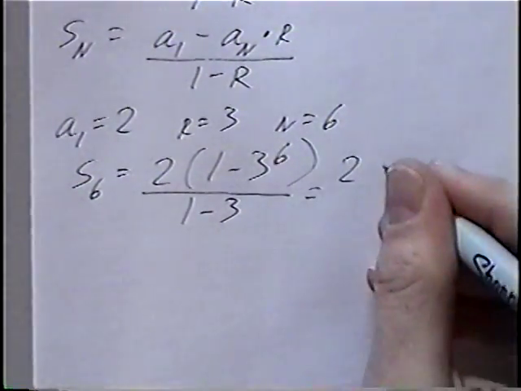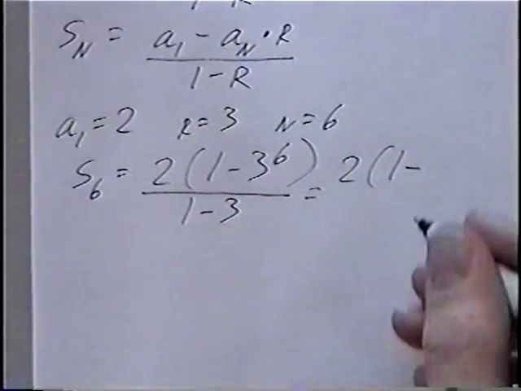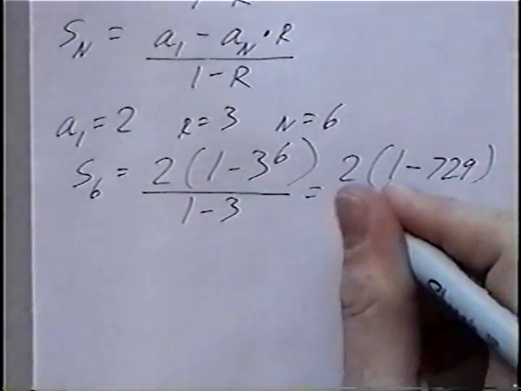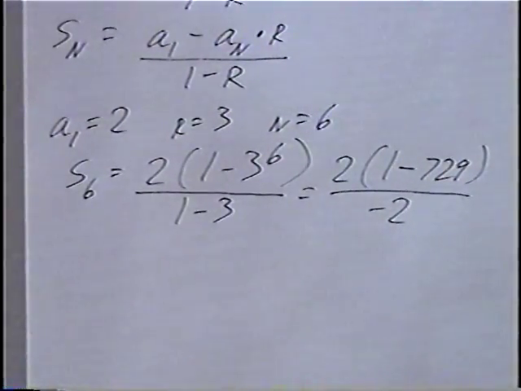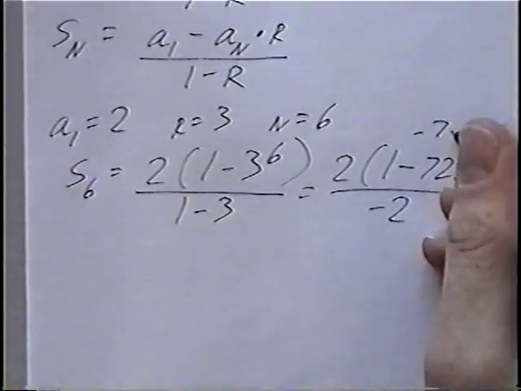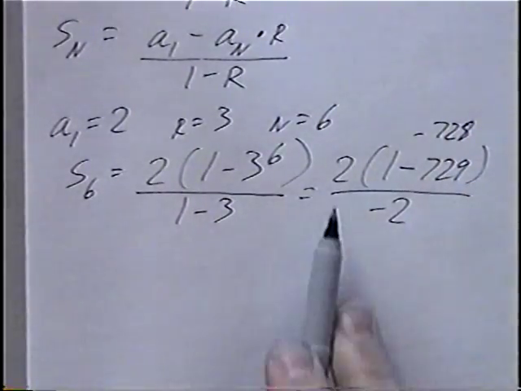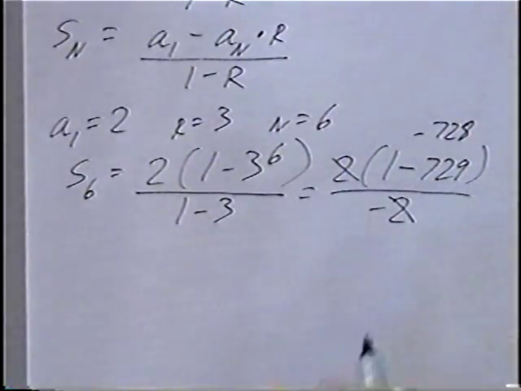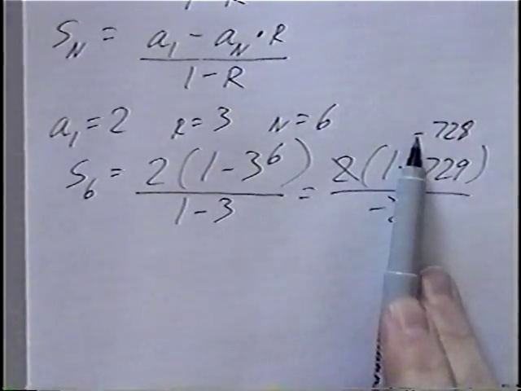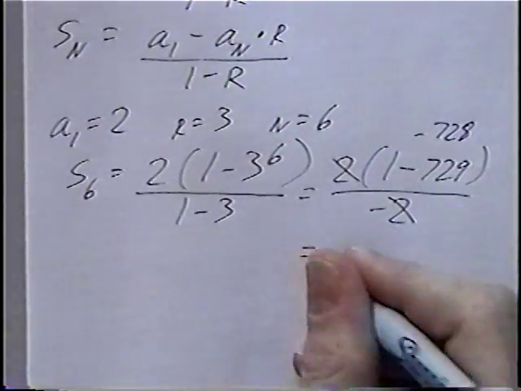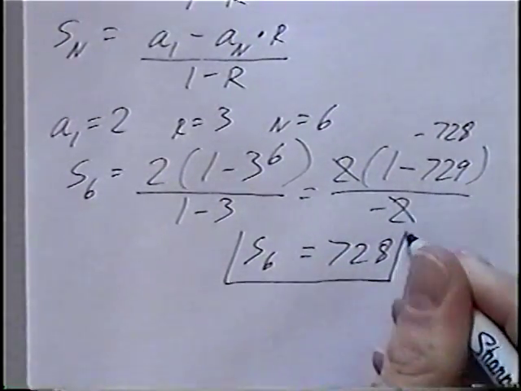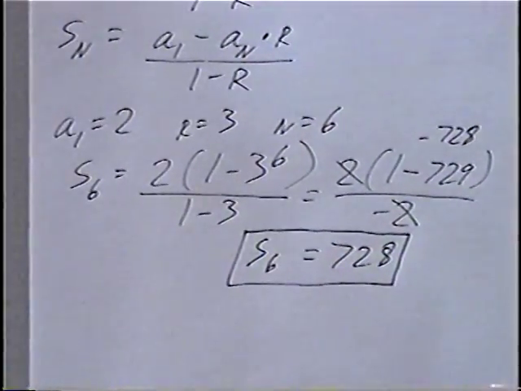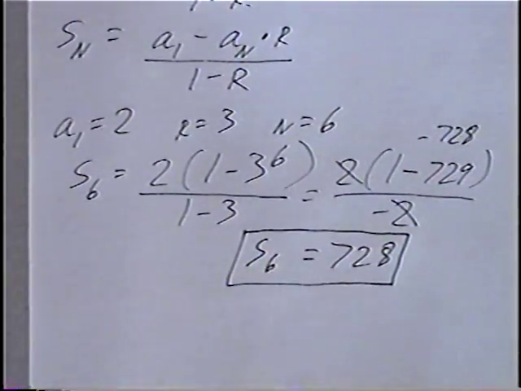Solving this, 3 to the 6th power would be 729, and 1 minus 3 would be negative 2. 1 minus 729 would be negative 728. 2 divided by 2 would cancel out, and we're left with negative 728 divided by negative 1, which would equal positive 728. So the sum of the 6 terms for this geometric series would be 728.